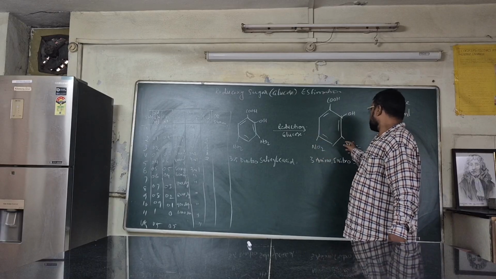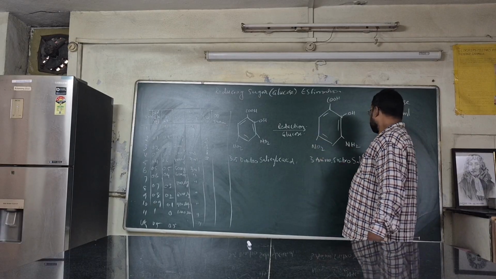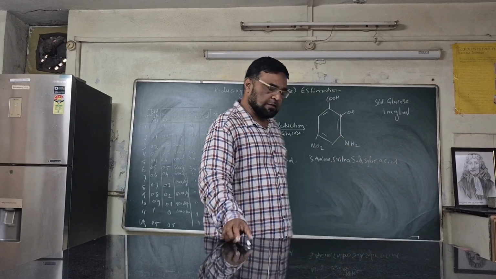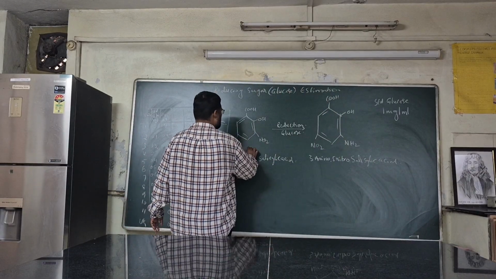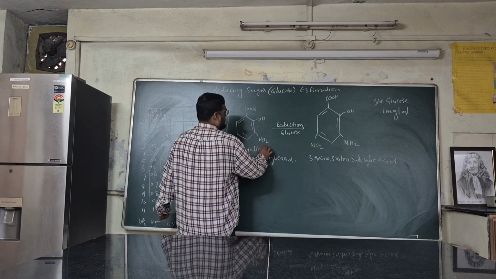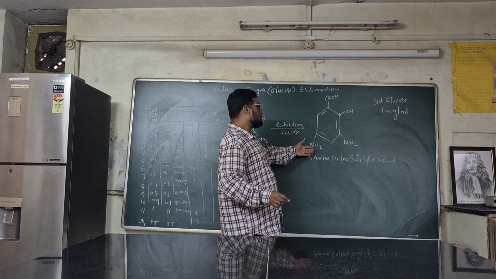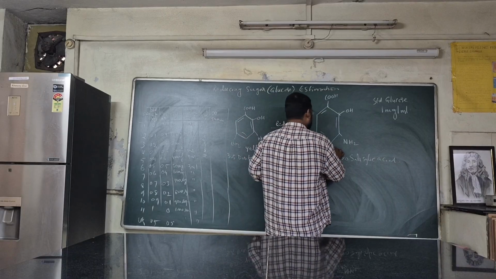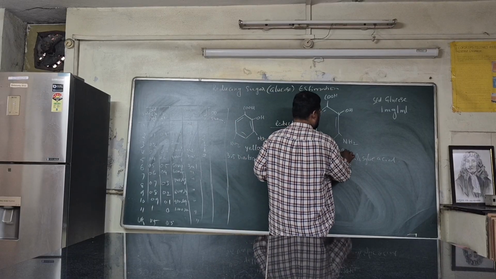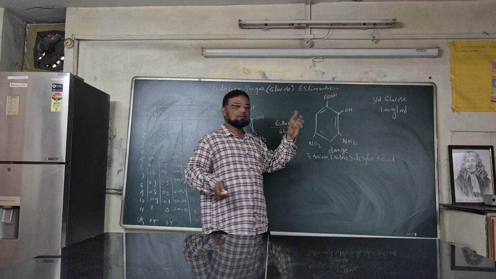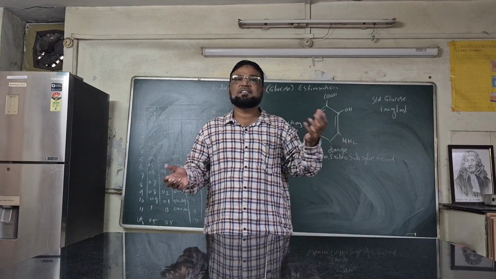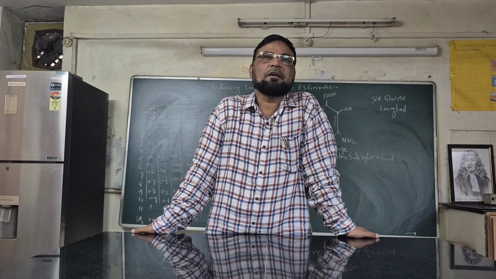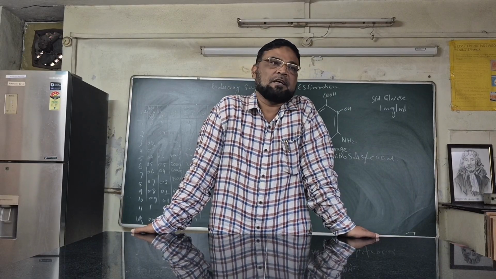So what happens here is that 3-amino-5-nitrosalicylic acid is produced, and the 3,5-dinitrosalicylic acid is yellow in color. Once it is reduced to amino-nitrosalicylic acid, it is converted into a reddish orange color. This orange colored solution's intensity can be measured by using the colorimeter. It absorbs at a wavelength of 540 nanometers.